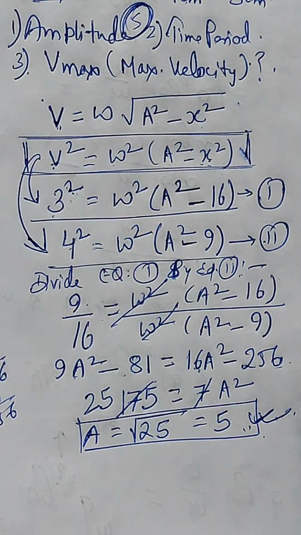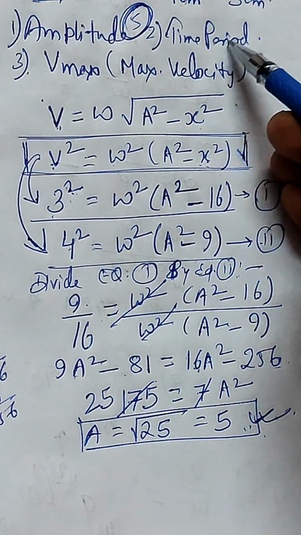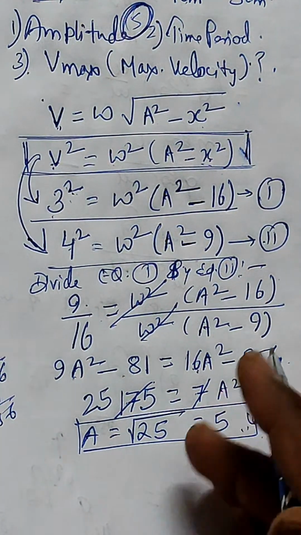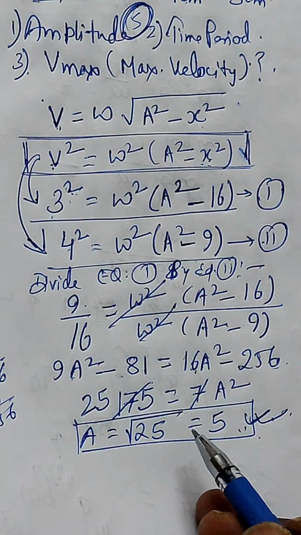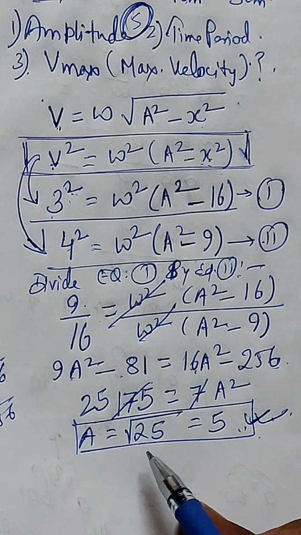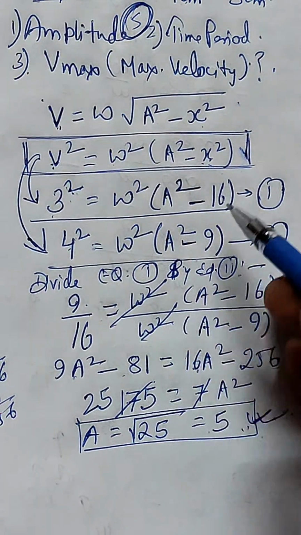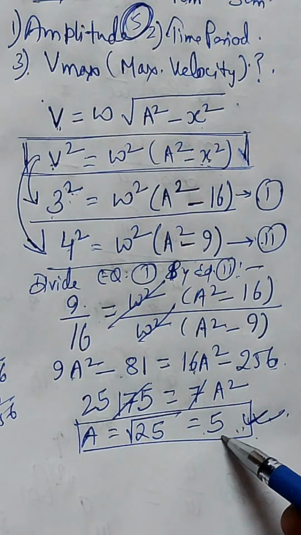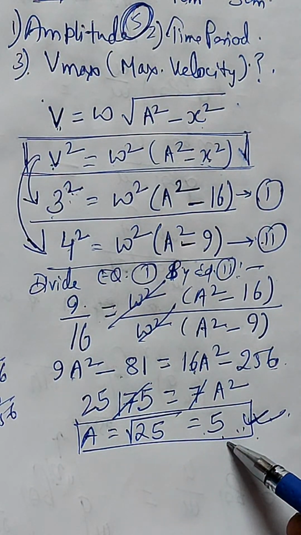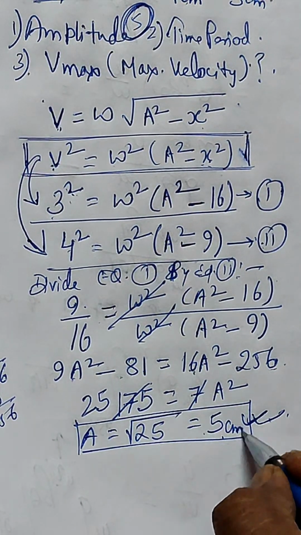Now the second part is the time period, which is not known to us. Let us solve the second part of this numerical. Since we have already divided equation 1 by 2 to find the value of amplitude, we have calculated 5. The unit will be centimeter.